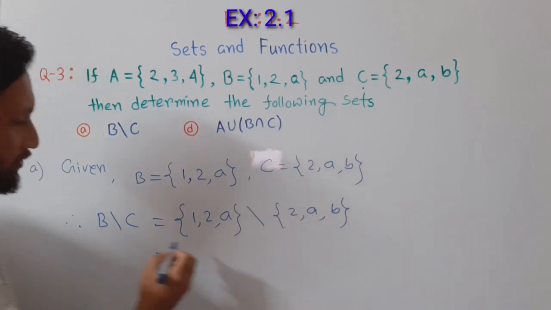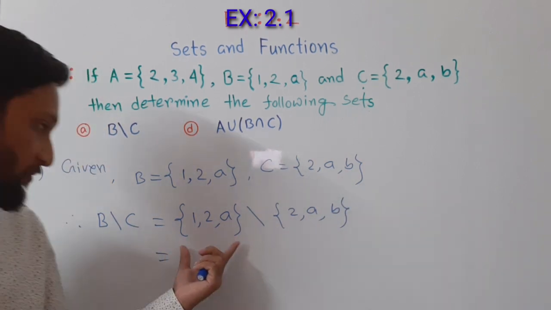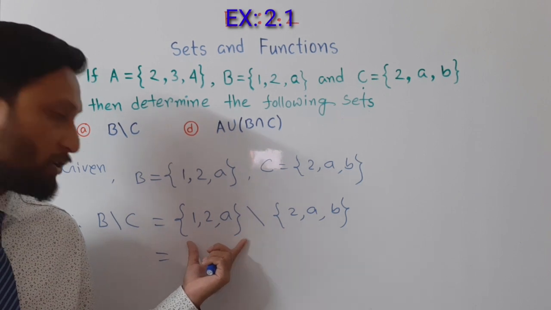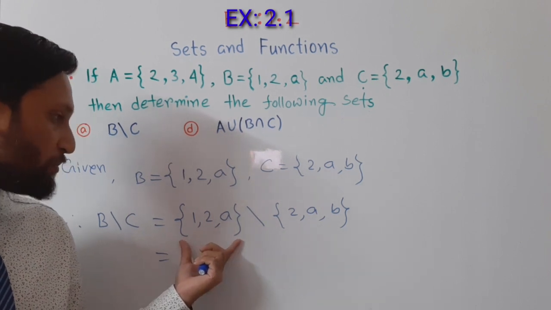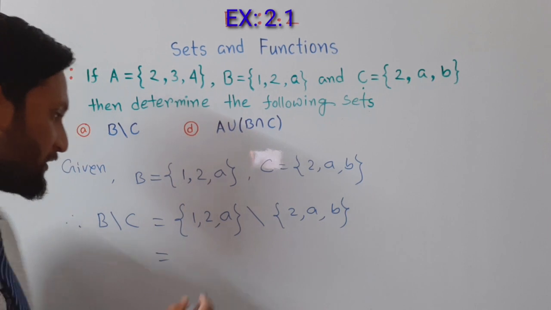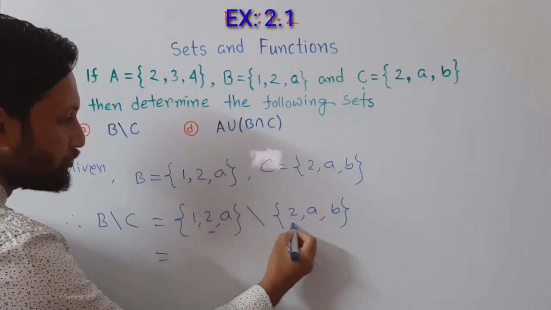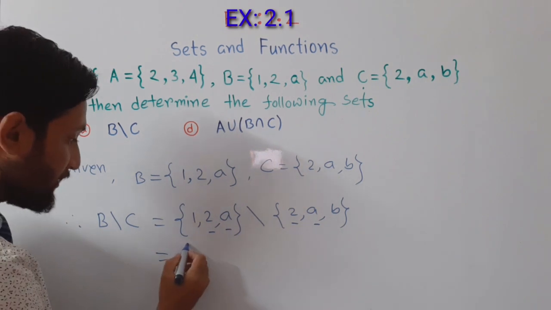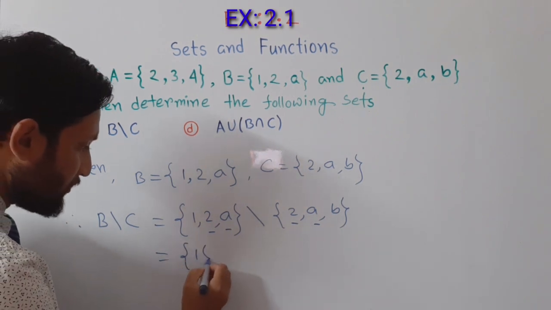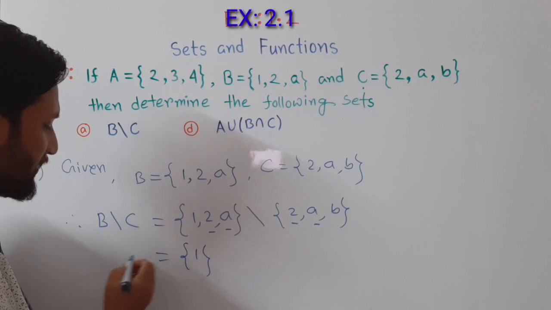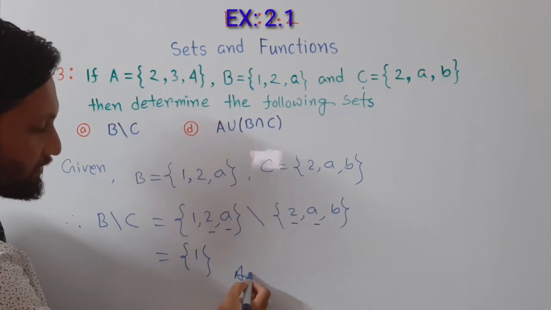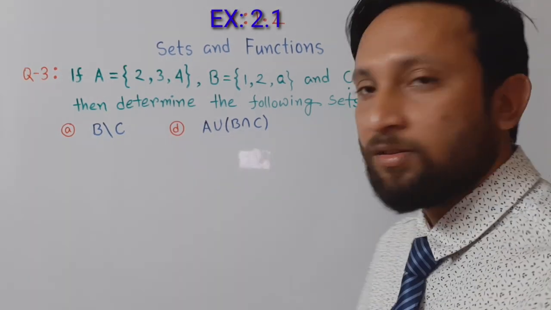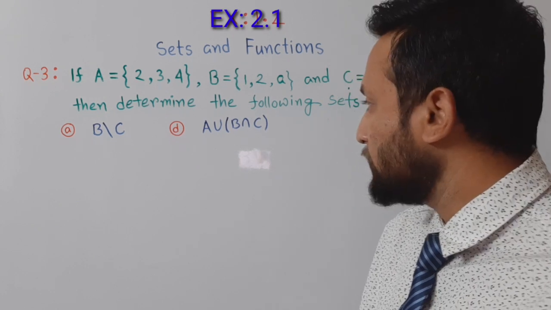Okay, now we can cancel common elements from B to C. So here see that the common elements are 2 and then a. So common elements are cancelled, so the rest element is only 1. So this is the solution of the B minus C set, answer. I hope everybody is clear. Now next one, D.